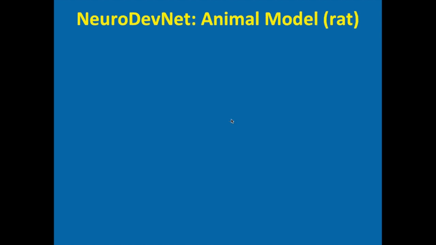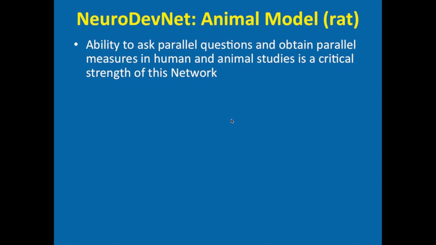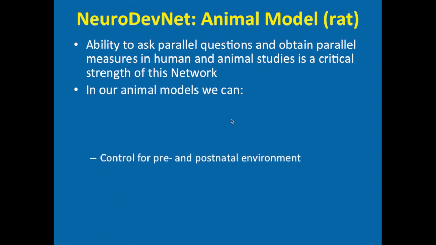Do they play a role in underlying the sorts of outcomes we see? So our animal model has taken a very parallel approach. One of the strengths of our network and one of the strengths of the animal model is the ability to ask parallel questions and obtain parallel measures. And that strengthens outcome measures and strengthens our ability to look at mechanism and to understand outcomes that we see with prenatal alcohol exposure. So we have a variety of advantages using an animal model.